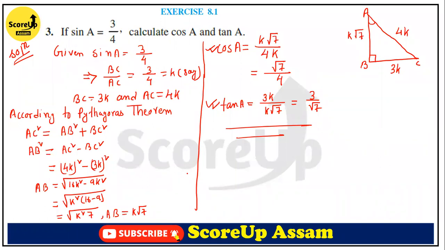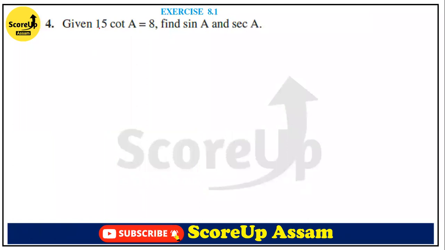So now, question number 4. Let's move on to question number 4. So given 15 cot A is equal to 8. Again, we will draw a right angle triangle. See, if we draw a right angle, it will be easy for us. So suppose this is A, this is B, and this is C.